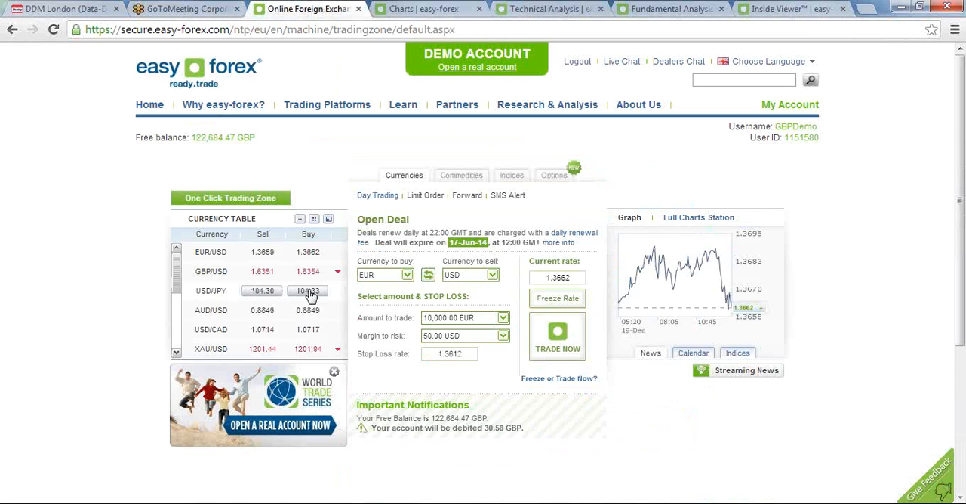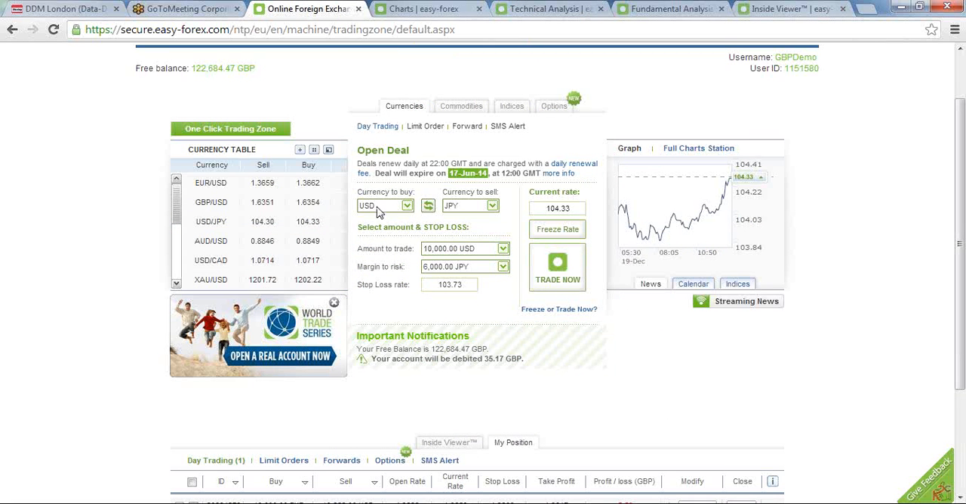US dollar Japanese yen. I click on the buy button here, 104.33. Make sure I've got it the correct direction. I'm buying dollar, selling yen. I'm going to choose a 10,000 US dollar trade size. Now, working out the amount per pip is very tricky in US dollar yen because the margin to risk is always in the quote currency, which is Japanese yen. So we're looking at 6,000 Japanese yen that we're risking. How much is that? I have no idea until we look down here and we see, oh, it's £35.16.